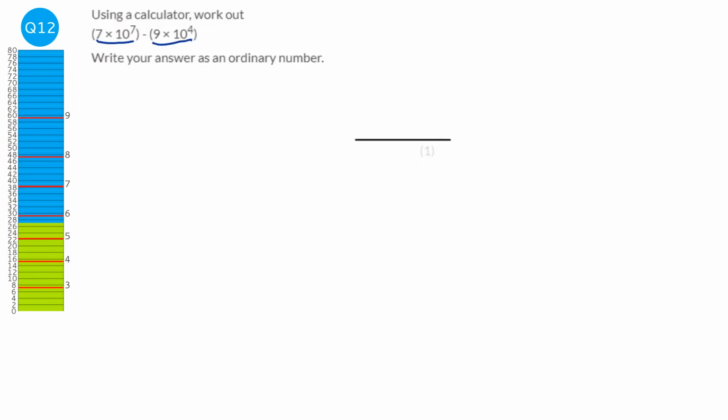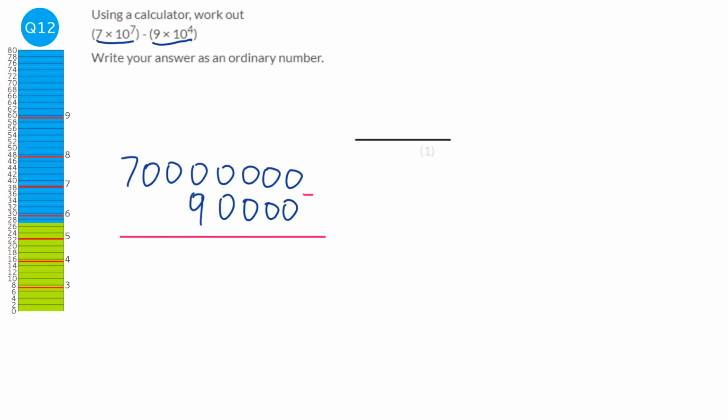And so 7 times 10 to the power of 7 would be 7, 1, 2, 3, 4, 5, 6, 7. And 9 times 10 to the power of 4 would be 90,000. So that would be 9, 0, 0, 0, 0. And so we're just subtracting them like that. And so we'll get 6, 9, 9, 1, 0, 0, 0, 0.